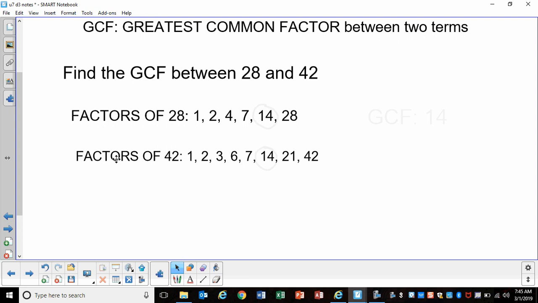Now that you know the factors of these 2 numbers, you can figure out the greatest common one. So what's the biggest number they have in common? 14. So the GCF between these 2 numbers is 14.